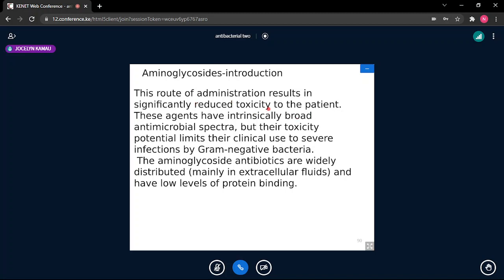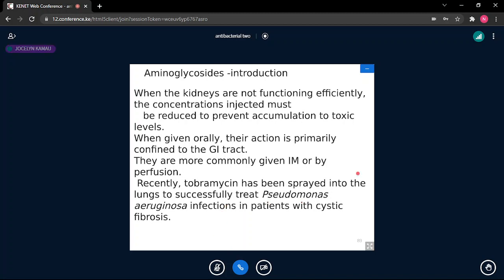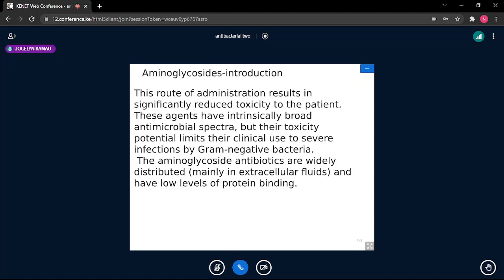So it is also said that the route of administration results in significantly reduced toxicity to the patient. This route of administration, the last one we have mentioned, where you spray it, is a very specialized route of administration. You are administering the drug to the site of action, and then you do remit toxicities. That's what we're saying. This route of administration results in significantly reduced toxicity to the patient.